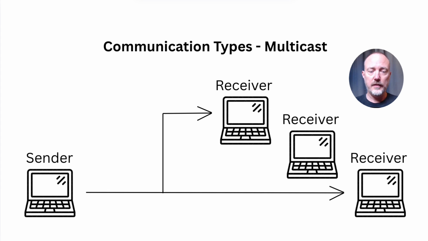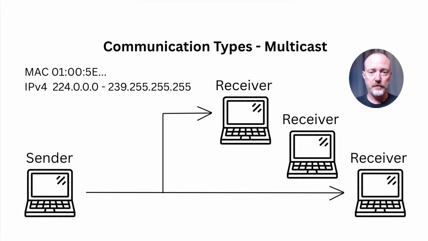So layer 2 for this has a specific multicast MAC address range, and it starts with 01005E. And then at layer 3, there's a specific IPv4 address range for multicast, and it's 224.0.0.0 through 239.255.255.255. So these addresses aren't actually assigned to the receivers. They're not configured on the receivers. The receivers are just listening for traffic destined to those addresses.